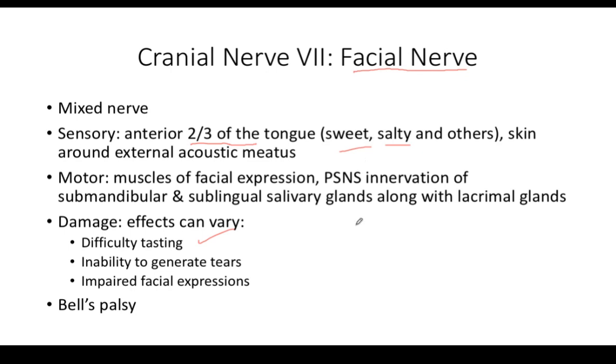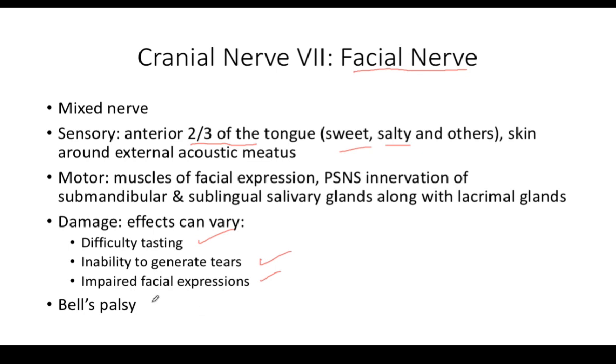If you took an ammonia swab and got it close to their eyes, ammonia really irritates the cornea of our eyes, so that causes our lacrimal glands to secrete tears to wash our eyes out. They could have an inability to generate tears. Or there could be impaired facial expressions as well, depending on, again, which branches are damaged.